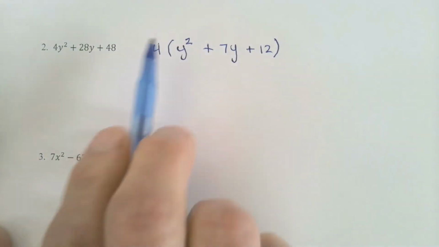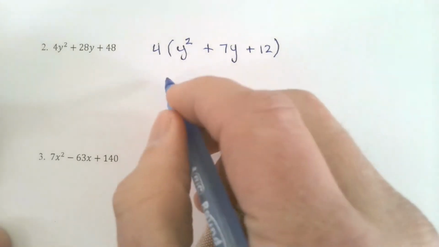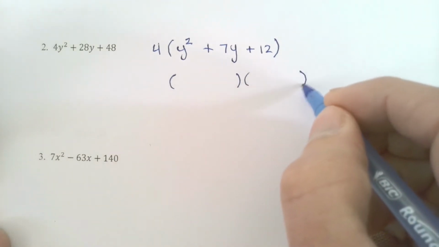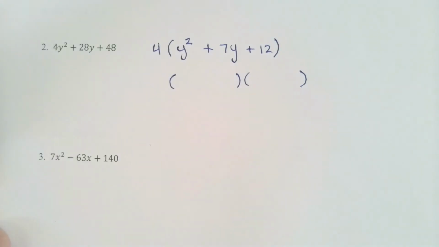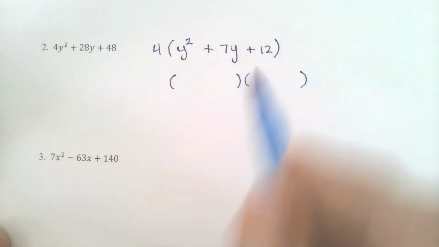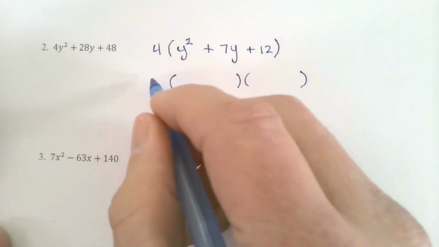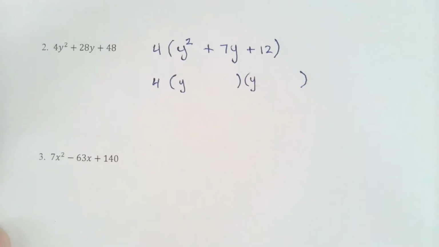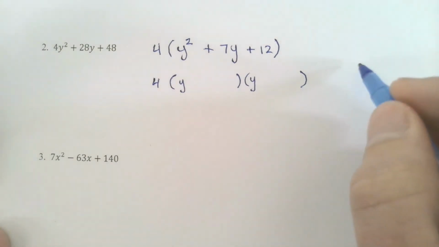Now, pretend the 4 is not here for a minute. Just think, how would you go about factoring y squared plus 7y plus 12? Well, you don't have any negatives here to confuse you, so you just need to come up with all the ways there are to multiply to make 12. So we'll bring down the 4, we'll write a y here and a y here, and then we'll make a little list, ways to multiply to make 12.